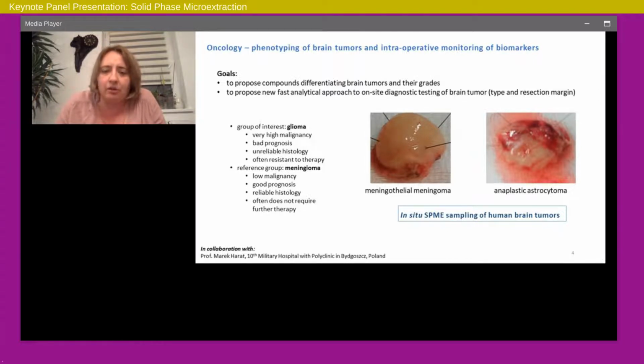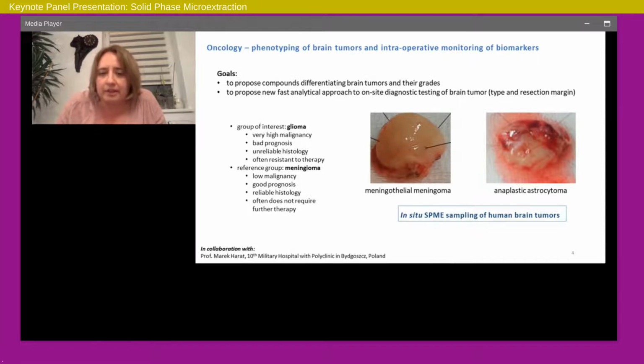Here you can see how we do sampling of tumors. These tumors were just resected. This is still in the OR. So we are inserting several fibers into the tumor. On the left, you can see meningioma, and on the right, you can see glioma. We chose meningioma because this is, I would say, an easy tumor to sample. It is usually resected as a whole tumor, and it is very easily recognized by histological testing. So we were using this tumor as a reference, comparing our data with histology.